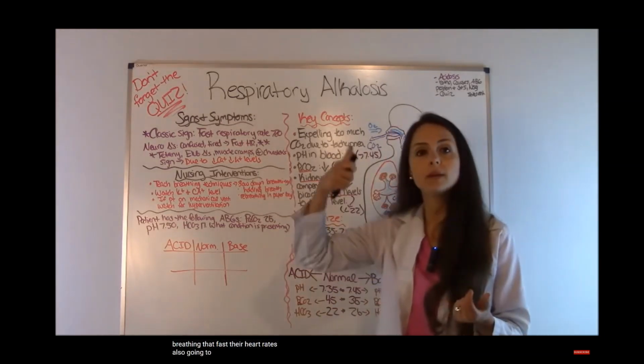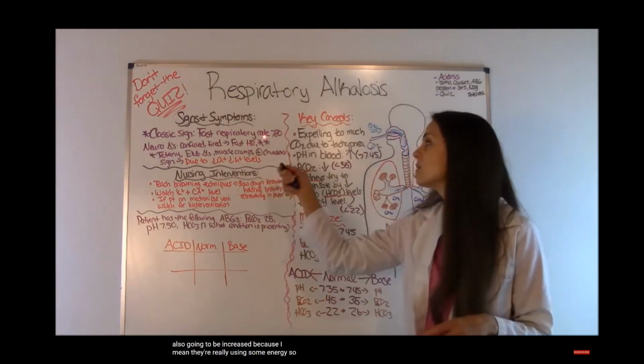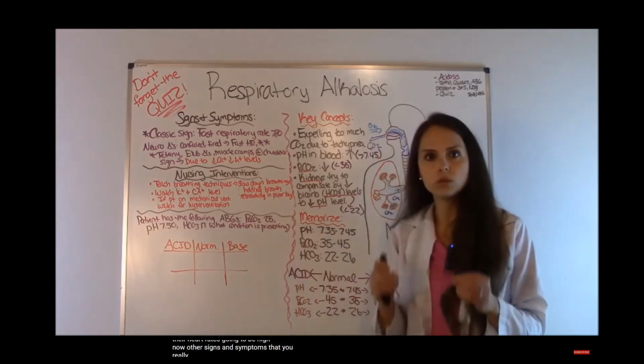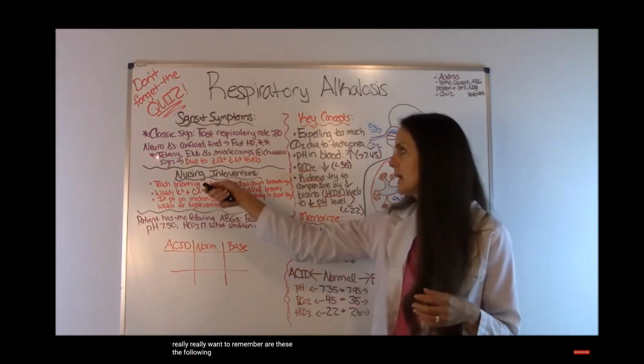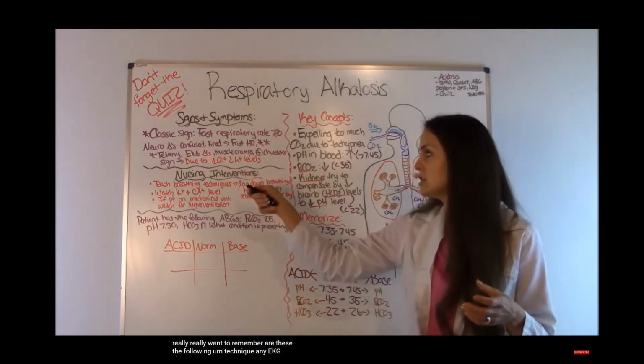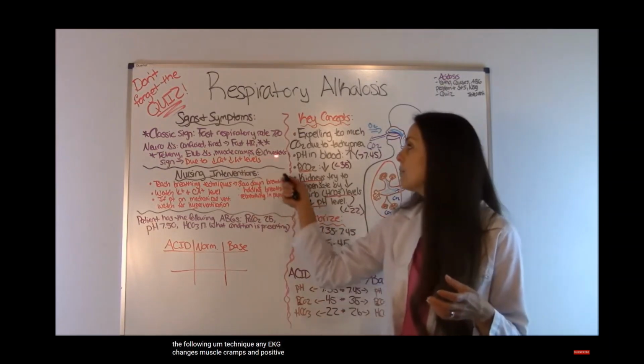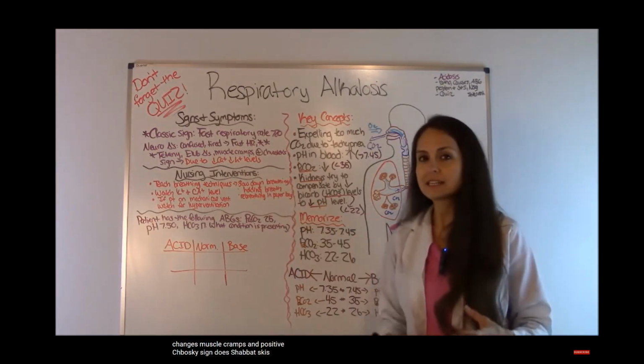Their heart rate's also going to be increased because they're really using some energy, so their heart rate's going to be high. Now, other signs and symptoms that you really want to remember are the following. Tetany, any EKG changes, muscle cramps, and a positive Chvostek sign. Does Chvostek's ring a bell?